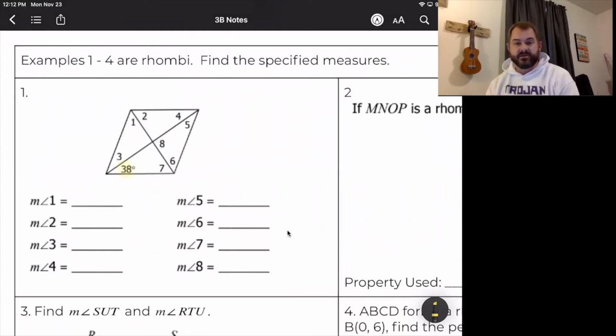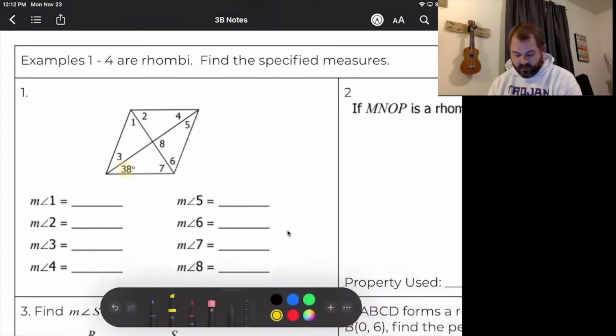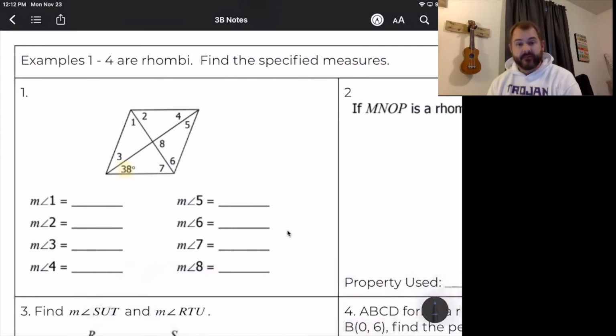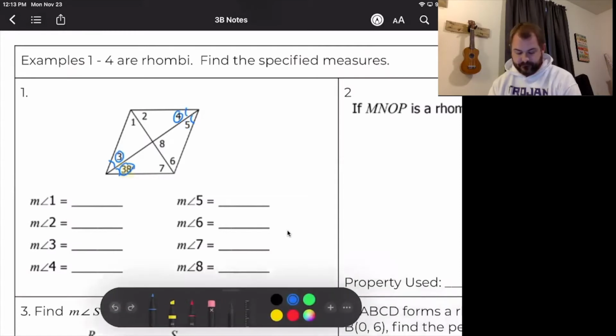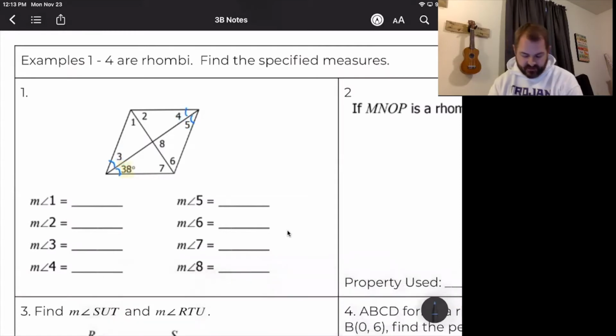All of the other angle measures are going to be related to that based on what we know about a rhombus. First of all, diagonals bisect opposite angles. So angle 3 is also 38, and angles 4 and 5 are also 38 as well. All four of these angles are going to be the same. So I know the measure of angle 3 is 38 degrees. The measure of angle 4 and 5 are both 38 degrees as well.